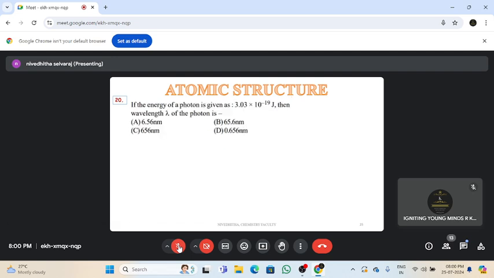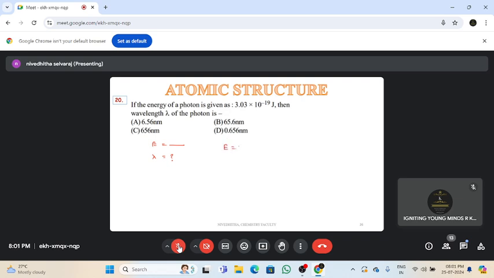Okay. If the energy of a photon is given by 3.03 into 10 power minus 19 joule, then the wavelength of the photon is dash. They are asking us to calculate the wavelength of the photon, and we are provided with the value of energy. So we know the value of energy, and they are asking us to calculate the wavelength. And we have to know the relationship between energy and the wavelength, right? What is the formula?